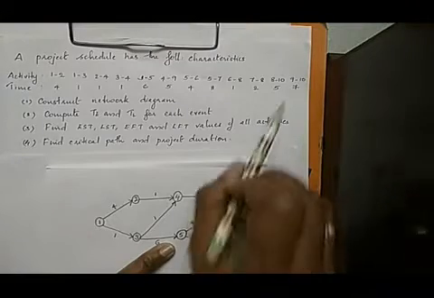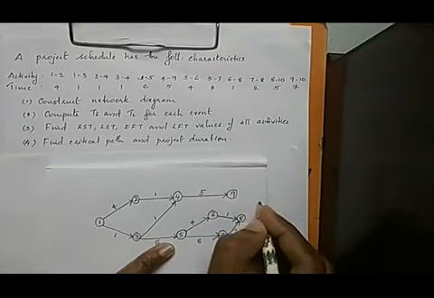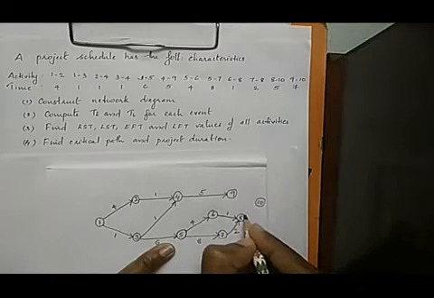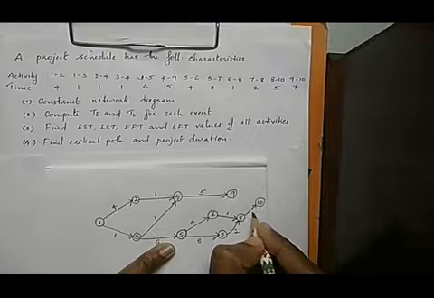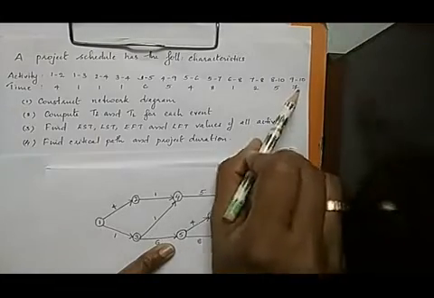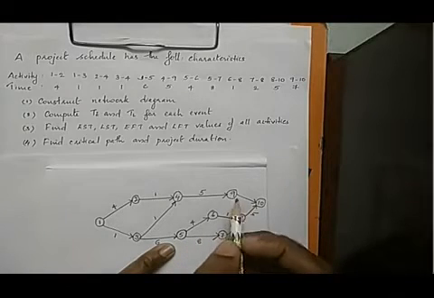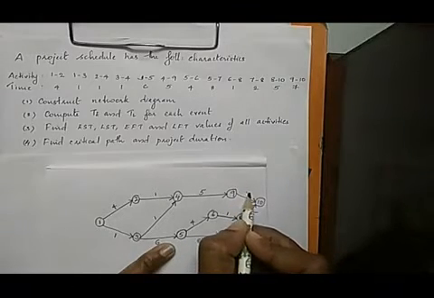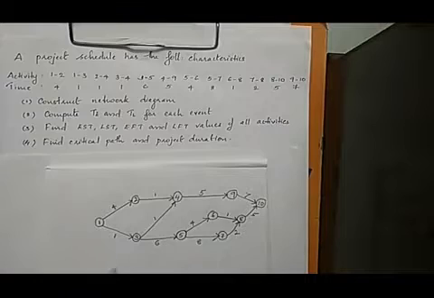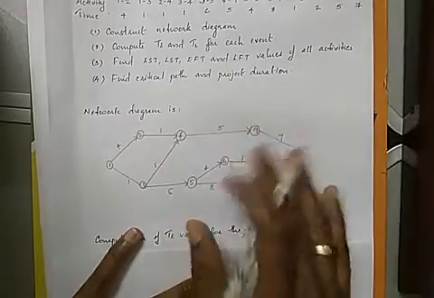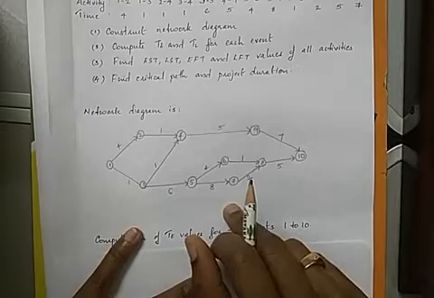The next is 8 to 10. So I'm going to represent the event 10 and draw an activity from 8 to 10 with duration 5. Next is 9 to 10. 9 is already there. From there I am drawing an activity to 10 with duration 7. So this is the network diagram. From the given details we get a network diagram like this. Now we have drawn the network diagram for the given details.